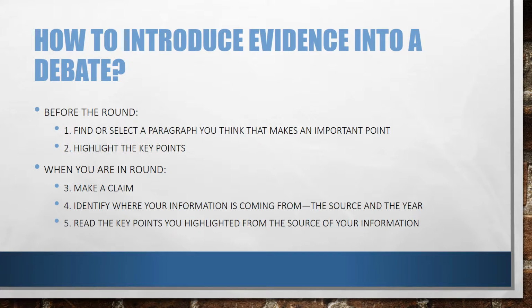So how do you introduce evidence into a debate? Before the round, find or select a paragraph you think makes an important point, and highlight the key arguments in that section of text. Once you're in the round, make a claim, identify where your information is coming from, including the source and the year, and then read the key points you highlighted from the source of your information.